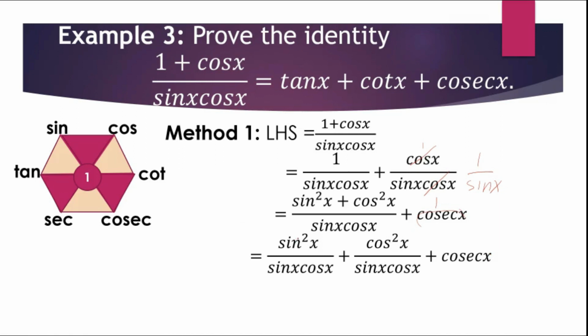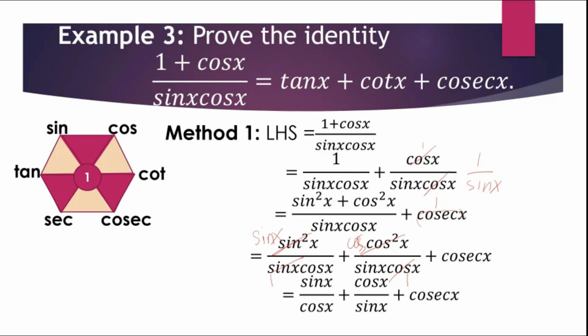So if we simplify this one, we will have here sine x over 1. Okay, so that becomes 1. And then here, we can simplify cosine. So cos, what remains here is cos over 1. So we will have sine x over cosine x plus cosine x over sine x plus cosecant x.